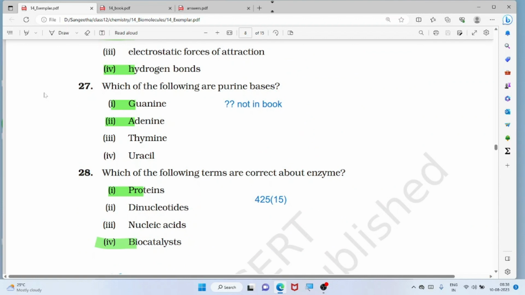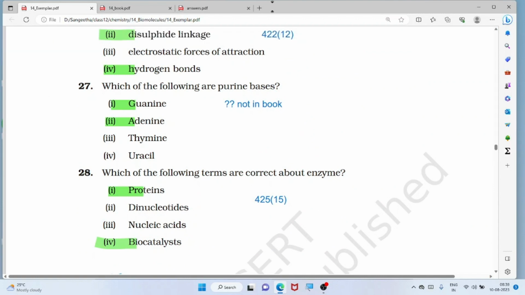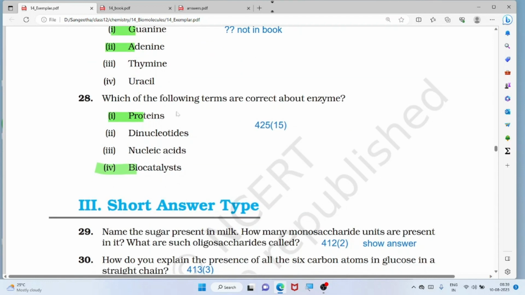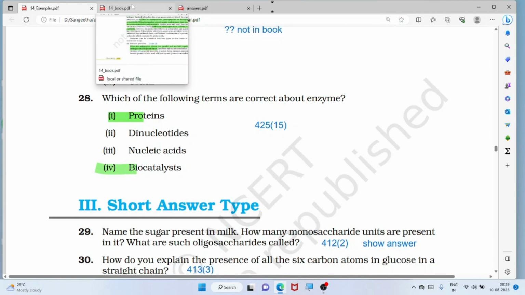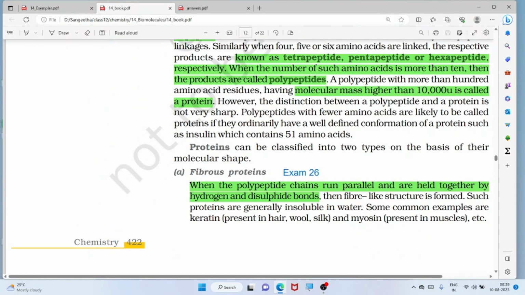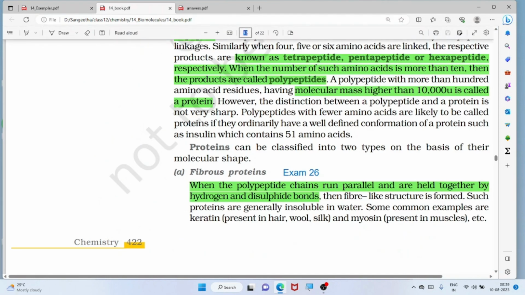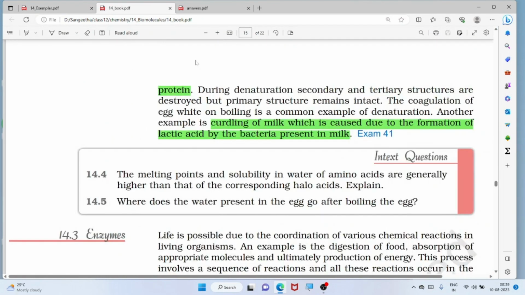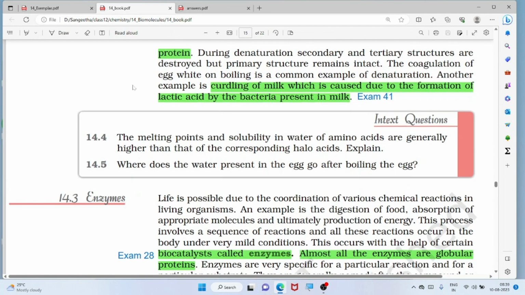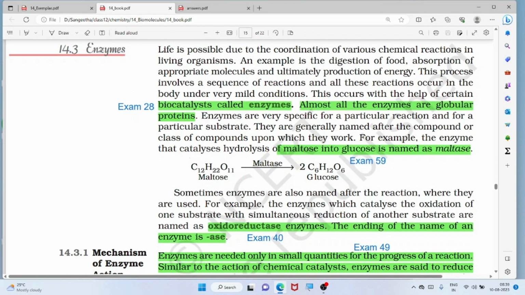Which of the following appear in bases? This is the answer, but I don't know where it is in the book. That's not in the book. Which of the following terms are correct about enzymes? Enzymes are proteins and biocatalysts. They are the enzymes or biocatalysts. They are the proteins.